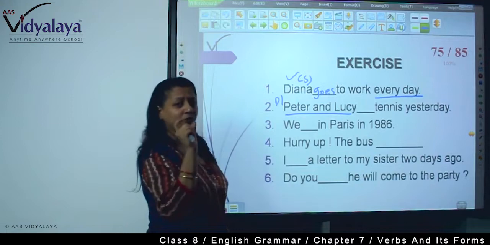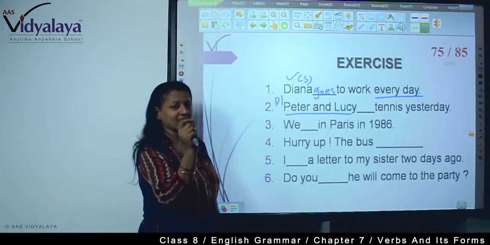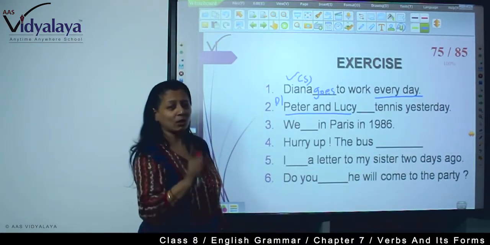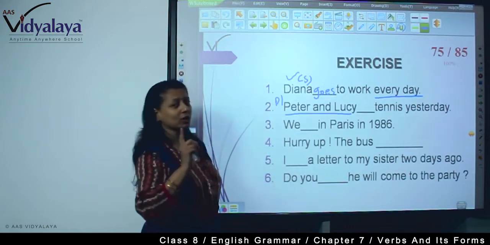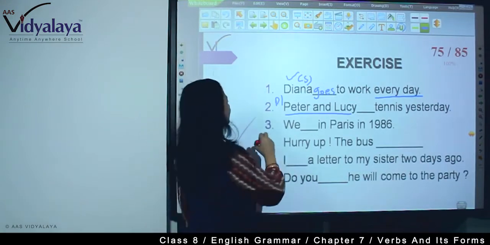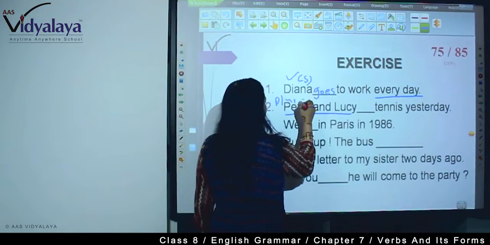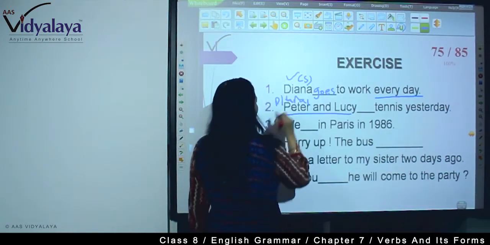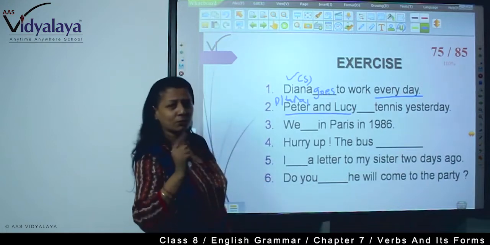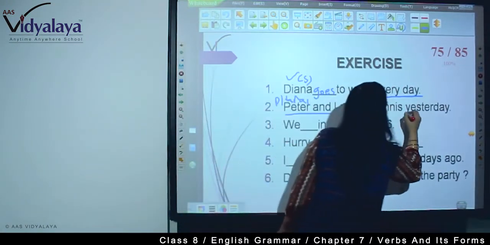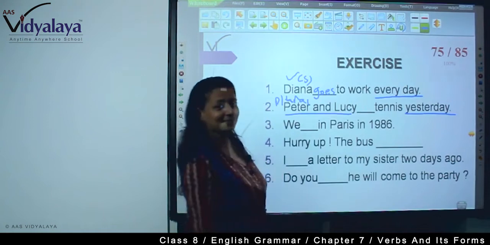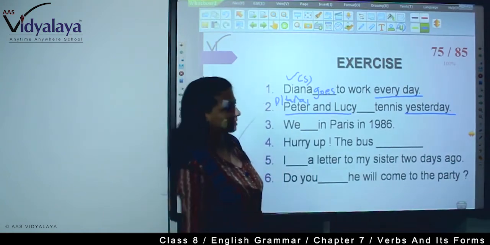How will you have to fill the blanks? You will have to be very careful. You will have to keep in mind all the grammatical rules. Then only you can fill the blanks perfectly. This is plural, right? Now, Peter and Lucy, more than one. And here what is this? Yesterday. Yesterday means what? Past.